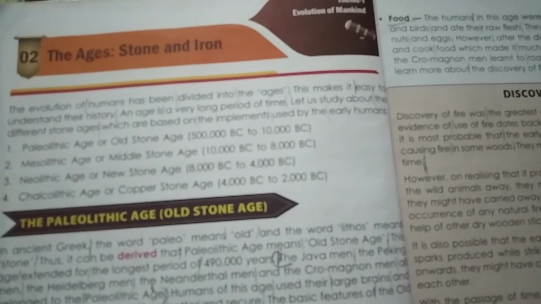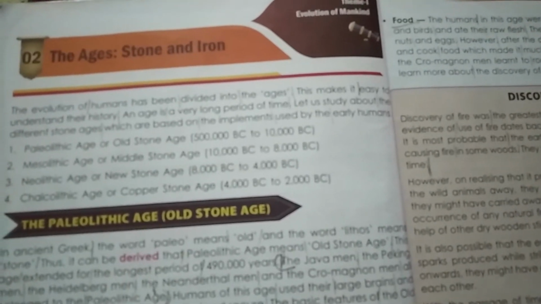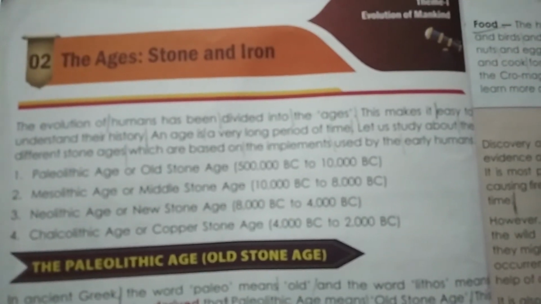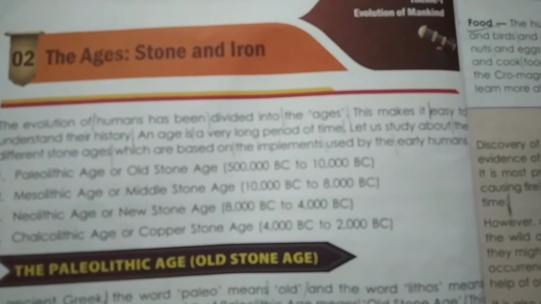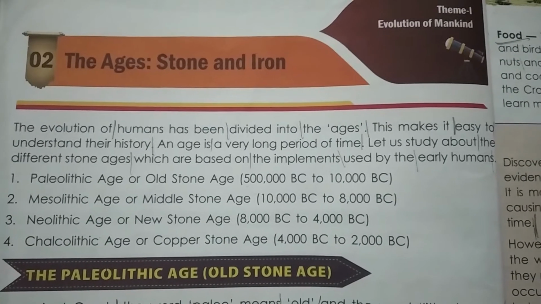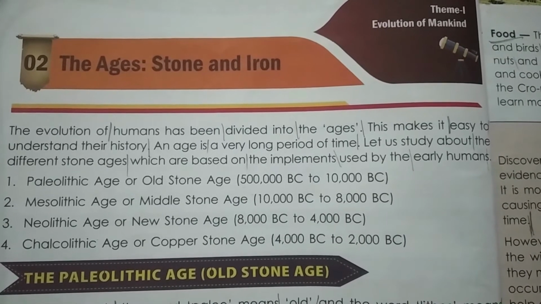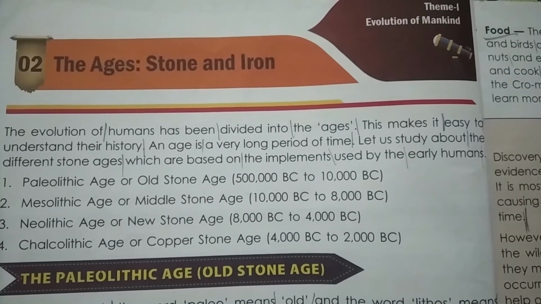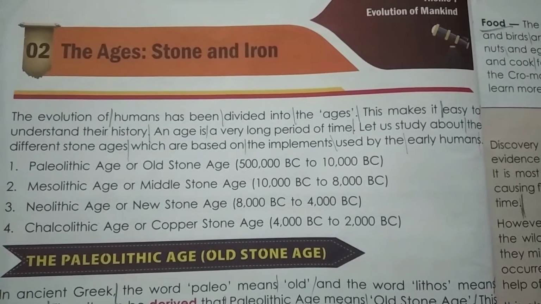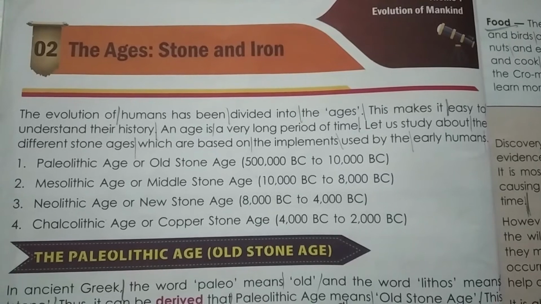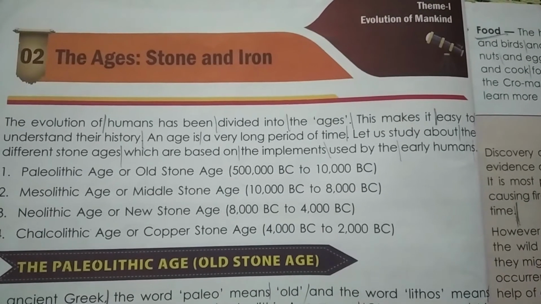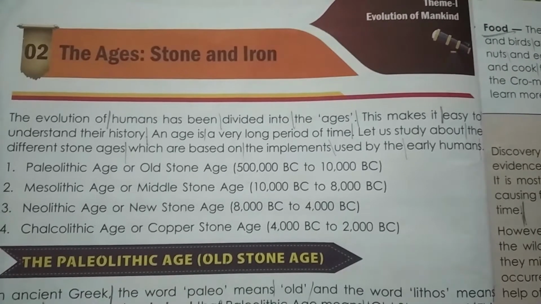The ages, stone and iron. The evolution of humans has been divided into the ages. This makes it easy to understand their history. An age is a very long period of time. Let us study about the different stone ages which are based on the implements used by the early humans.